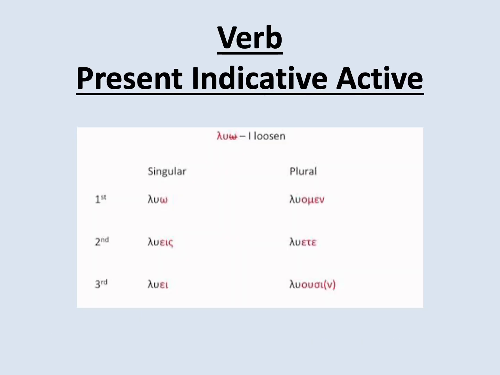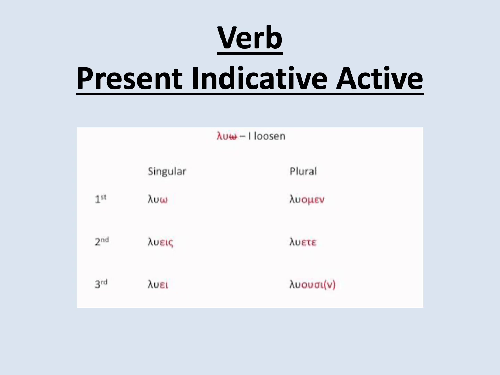This is the simplest form of the verb in Greek, the present indicative active. The present is the aspect or the tense. It is present tense. The mood here is indicative. It's just indicating. It's a general boring type of verb. It's just straight indicative mood. And it is active voice. So this is something we are doing.